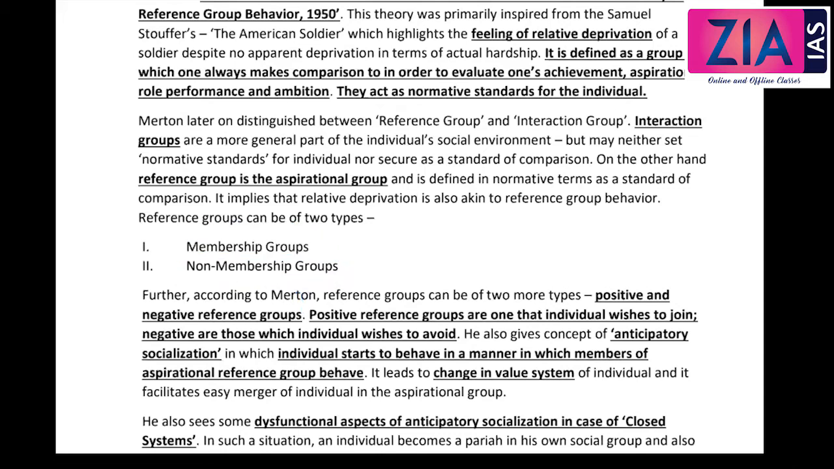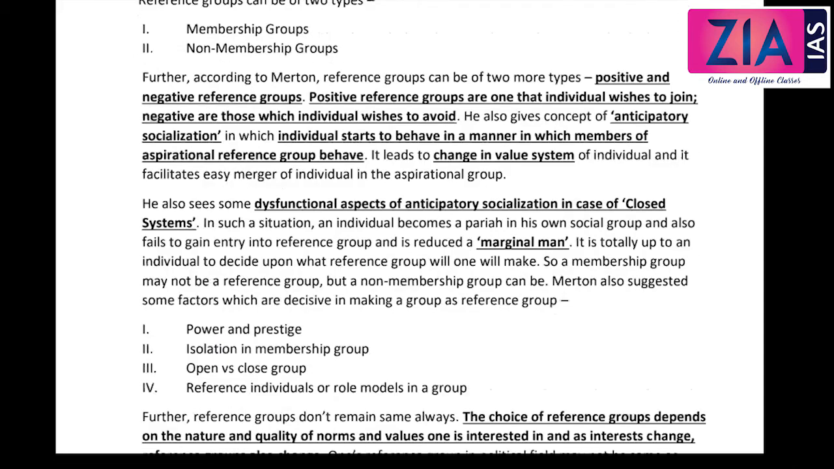Now the dysfunction. What you do based on that is follow their normative system, their value system, etc. So there will be a change in your value system automatically once you set that as your reference group. From your normal interaction group, there may be some changes. Your interaction may come down, your norms and values may change with respect to the reference group. So what will happen is it will become dysfunctional if you cannot be a member of that.